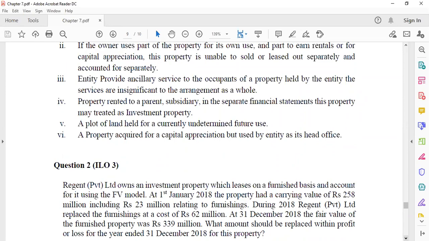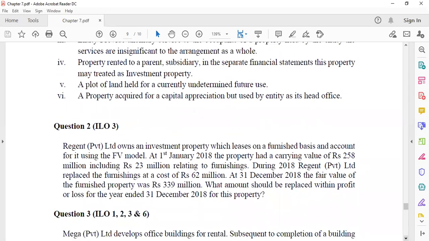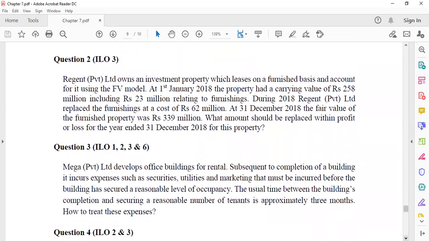The final one, it is capital appreciation, and after some time, it has switched to a different use. It's currently used as the head office. Hence, it's PPE, right? Okay. So now we are moving on to the second question.